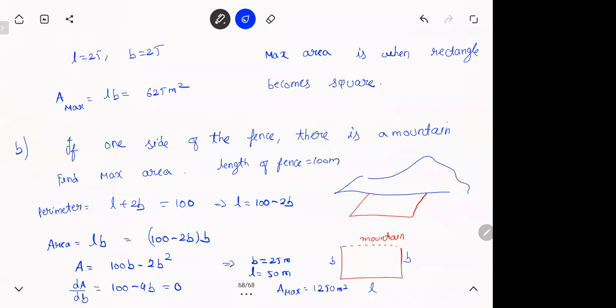Did you see the area suddenly doubled? Huh? Just because you removed one side, you got double the area. Yahan pe dekho kitna aaya tha, 625. Just having a mountain on one side, you can double the area of the fence.